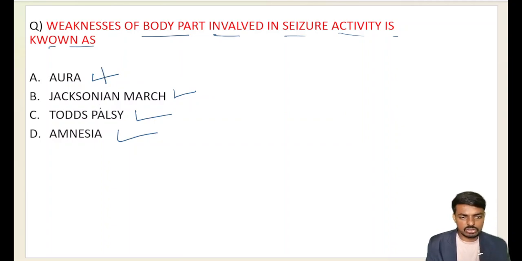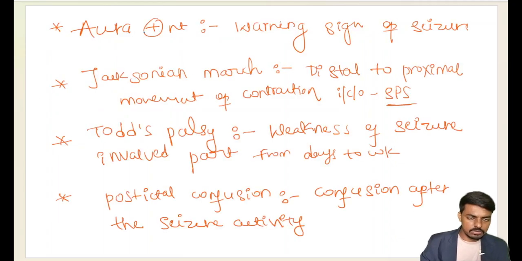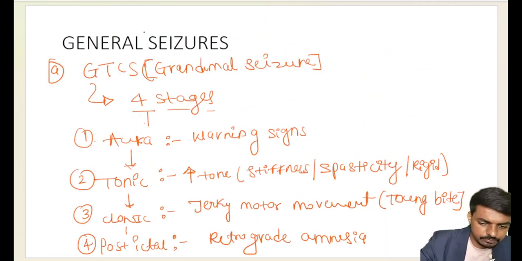Okay. So the Jacksonian march. What is the Jacksonian march? I will explain it. And what is amnesia? Amnesia also I will explain. That is the loss of memory. And we have one more option, that is Todd's palsy, which means the loss or weakness of the body part which was involved in the seizure activity. So we call that Todd's palsy. Okay, so let me explain what Todd's palsy is, what an aura is, and what the Jacksonian march is.